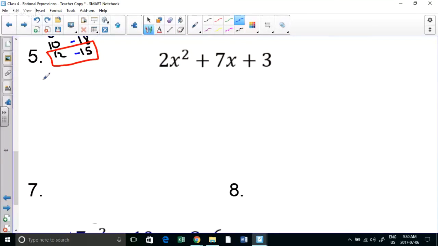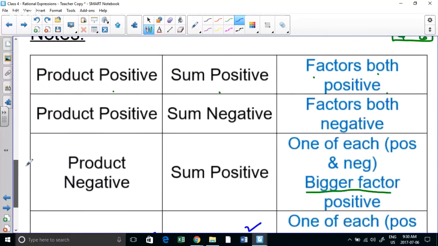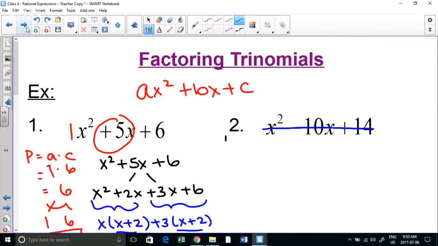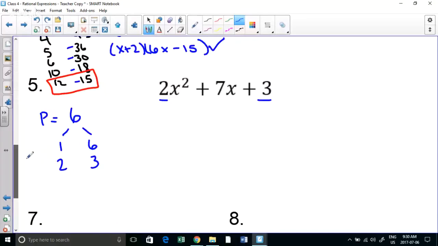Example here. Have a product of 6, so 2 times 3. 1 and 6, 2 and 3. So the product is positive, the sum is positive, meaning that factors are both positive. Cool. I don't have to touch anything.